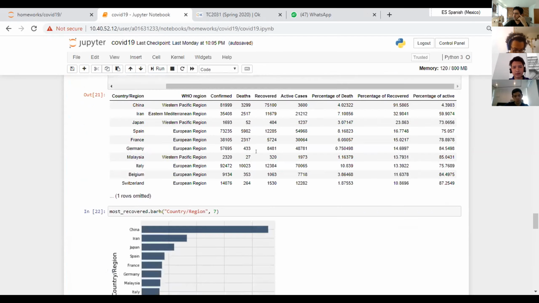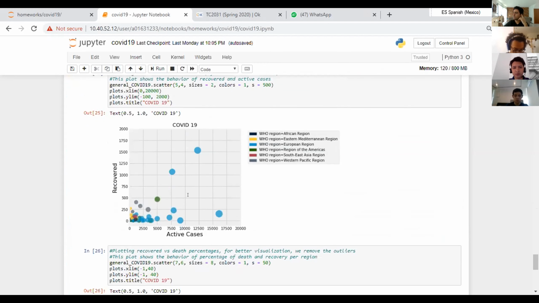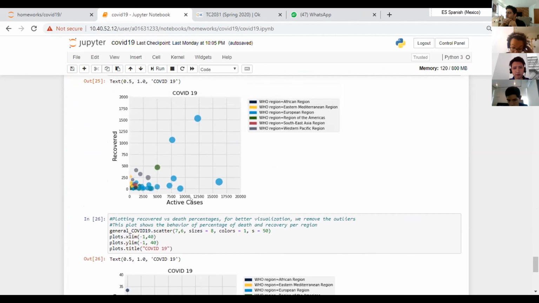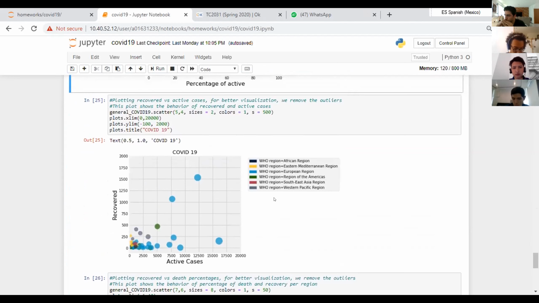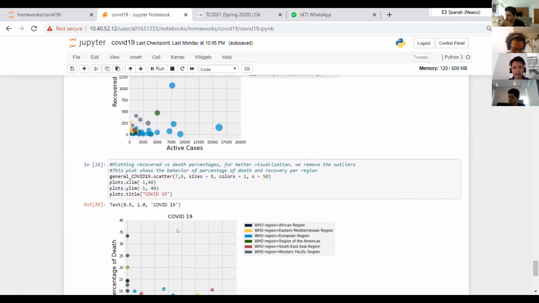And in this case, I forgot to mention, but I also include the WHO region, the World Health Organization region that is in each country, in order to see, for example, the correlation between the regions. I removed the outliers for better visualization. In this case, we can see that almost all regions are here except the European region that has a lot of active cases. It also has a lot of recovered people, but the European region is where most cases are active.